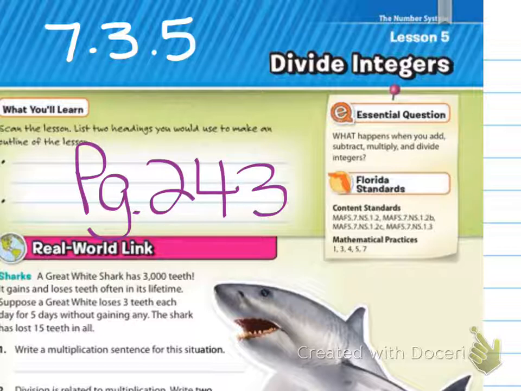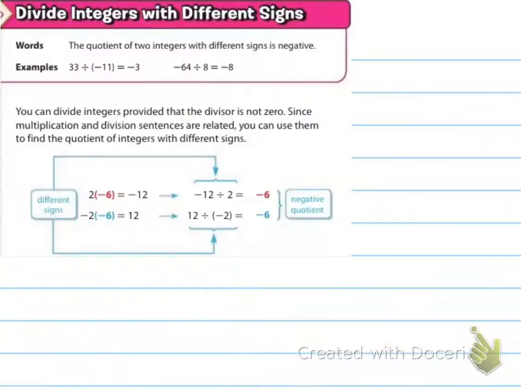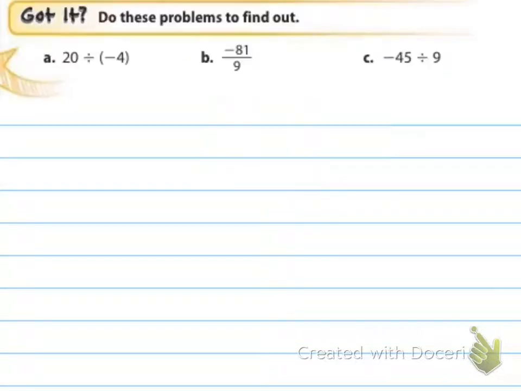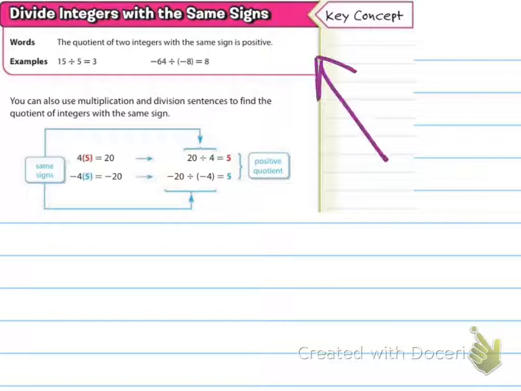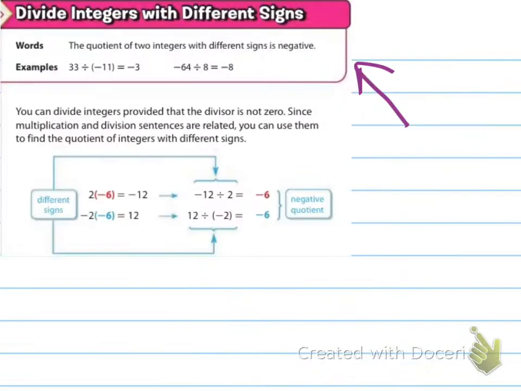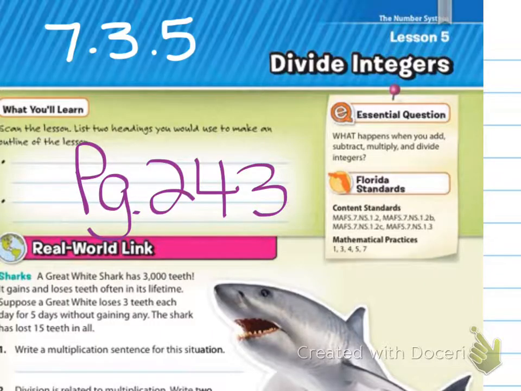If you scan through the lesson, you can find two headings that you would use to make an outline of the lesson. Go ahead and do that now and pause the video. You would have noticed that some of the noteworthy things would be dividing integers with different signs and dividing integers with same signs. So those would be the two topics I think I would have put on there.